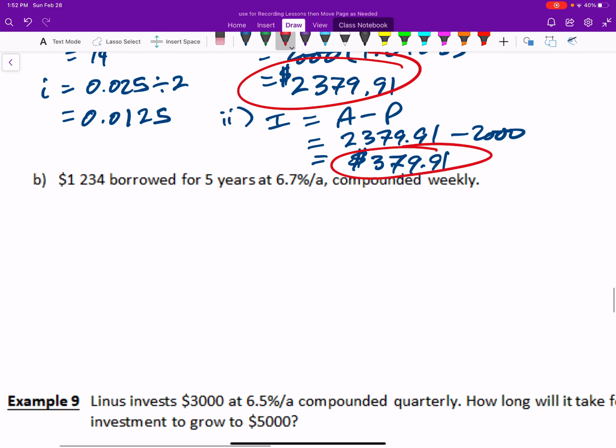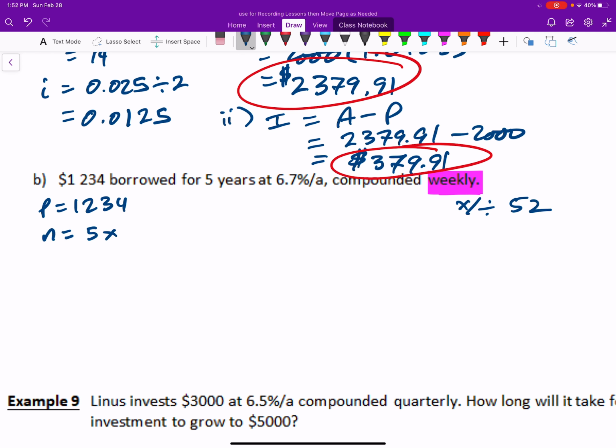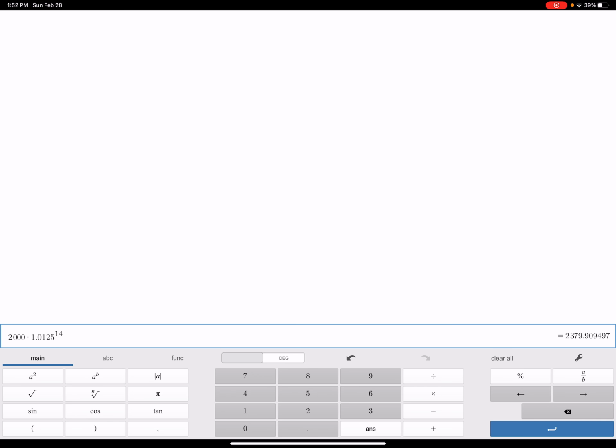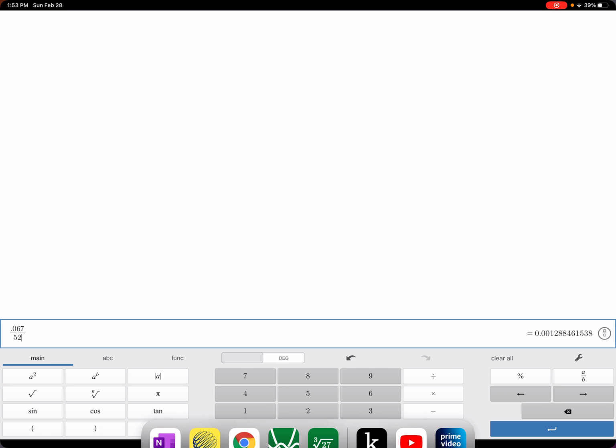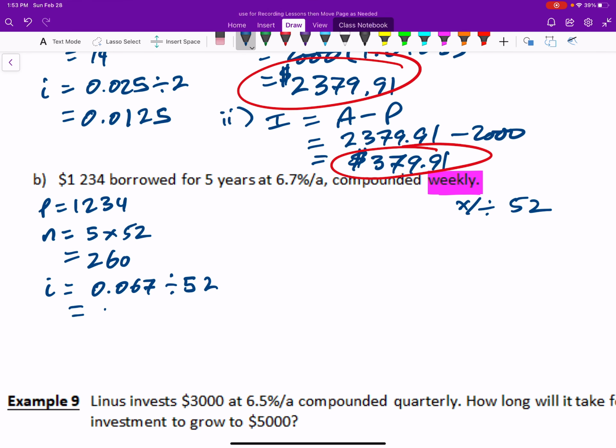Okay, let's try part B. So the principal in this one is $1,234. The keyword is weekly, which means we're going to multiply by and divide by 52. So for n, we're going to take those 5 years and multiply by 52, which would equal 260. For i, we're going to take 0.067, 6.7% as a decimal, divide it by 52, and we're going to get a big long decimal. I'm going to keep all those decimal places: 0.0128885.